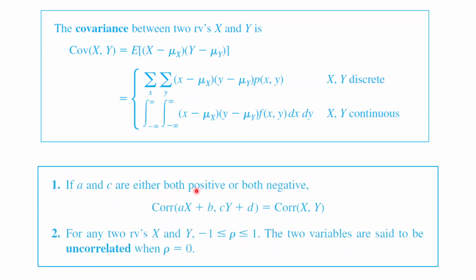If a and c are either both positive or both negative at the same time, then the correlation of aX plus b and cY plus d is the same as the correlation of X and Y. To define correlation, we are using the covariance. Covariance is basically the numerator. And for any two random variables X and Y, rho is between -1 and 1. The two variables are said to be uncorrelated when rho is equal to 0. In the previous class, we talked about rho and r, the correlation coefficient.